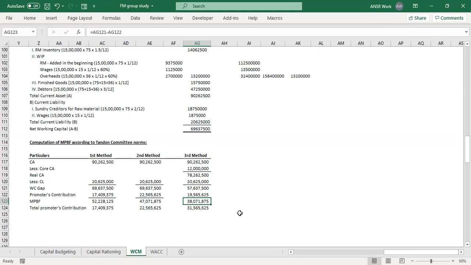Yeah. I got this promoter's contribution. So after that, what is the step? Do you mean the Sell way, or this way only?